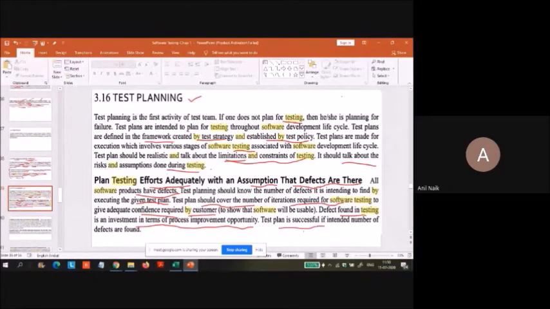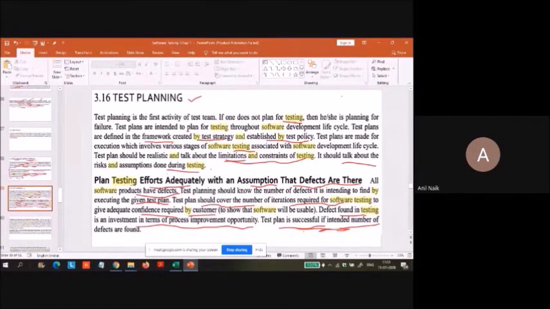So a test plan is successful if the intended number of defects are found. Suppose we predict there are some 70 defects out of 100, then at least we should find those defects. If you are not finding any defects, then it indicates there is a problem with the software or the test strategy.